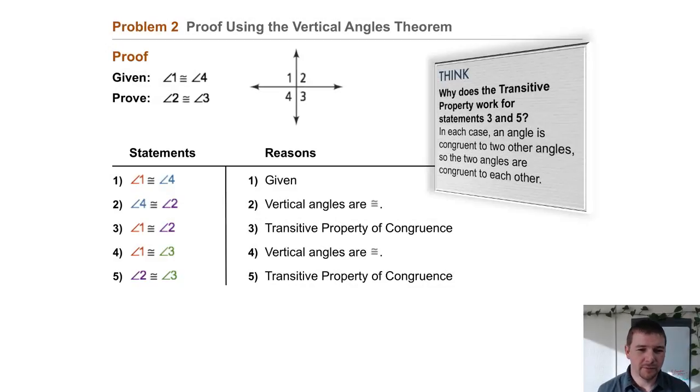Problem 2, proof using the vertical angles theorem. So we're given that angle 1 is congruent to angle 4 in this diagram. We're asked to prove that angle 2 is congruent to angle 3.